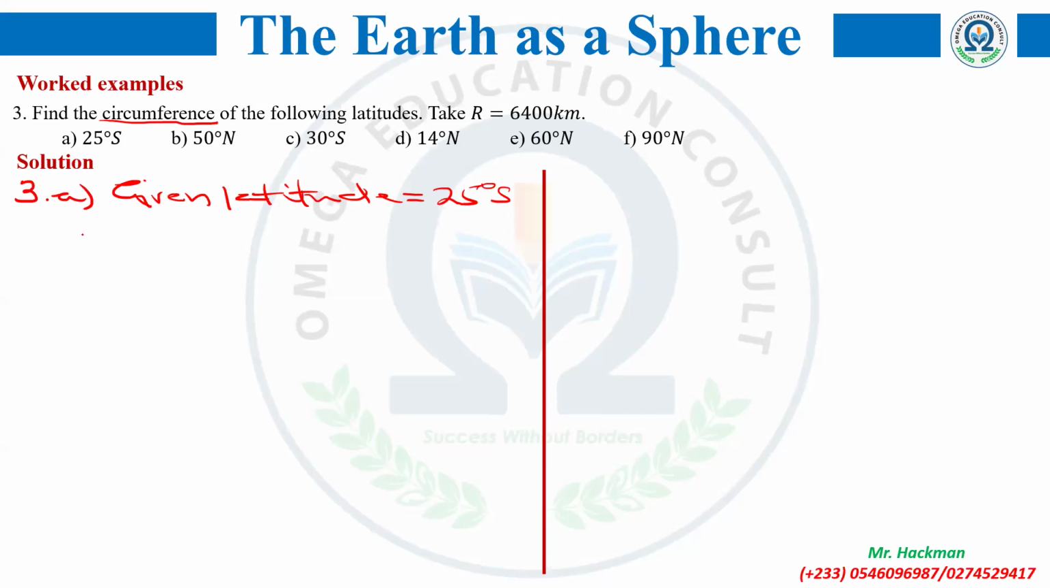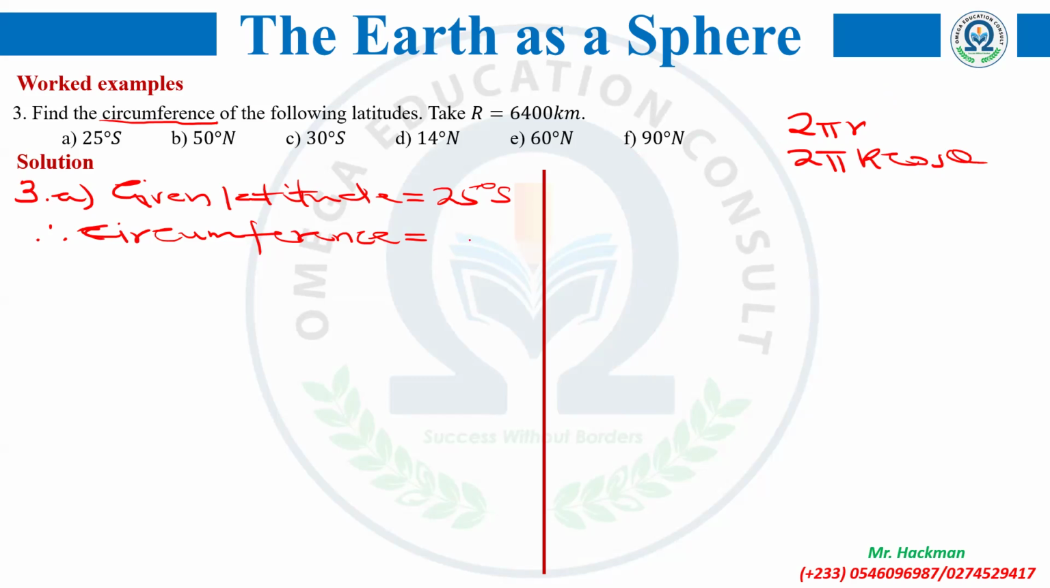Now we are looking for circumference. I think now we are matured, so I'm going to write, therefore, circumference. We know the circumference of latitude. Latitudes are small circles or great circles? Small circles. And you know for small circles, ordinarily the circumference will be 2 pi small r. But we know that r has a connection with the big R. So that will give us the formula 2 pi big R cos theta. Is that clear?